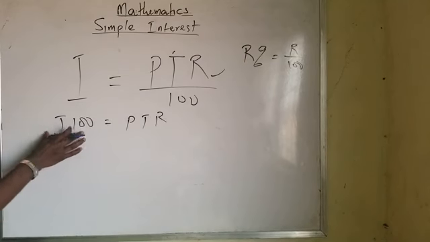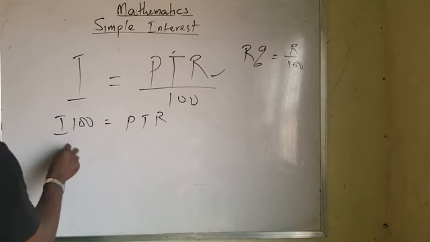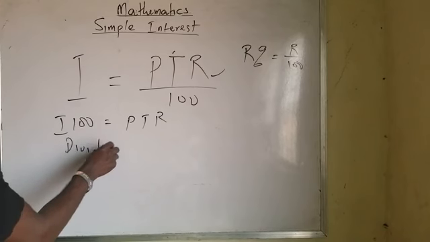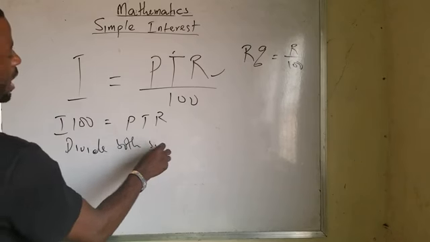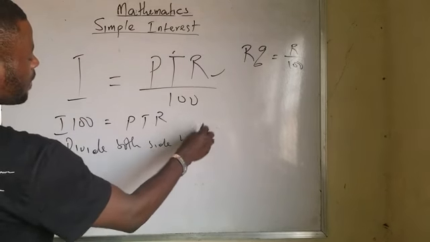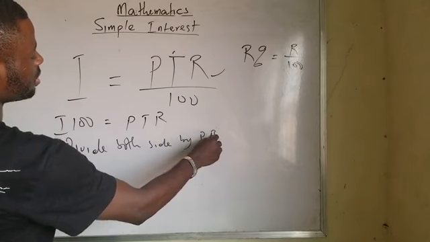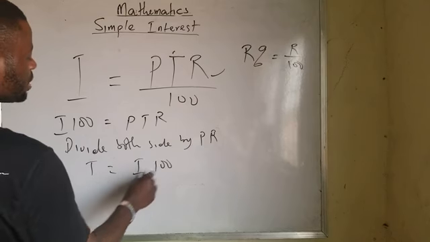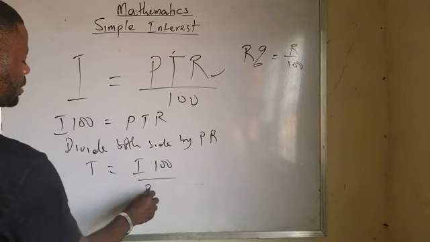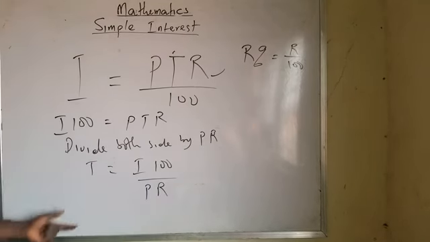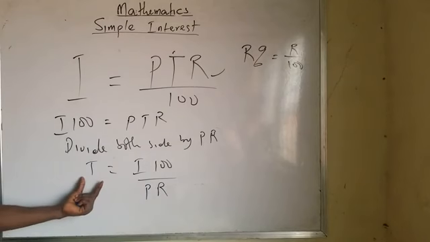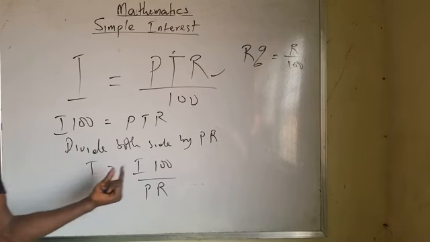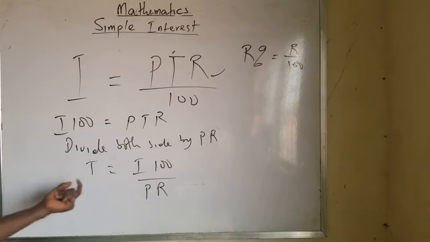Now, 100 times interest is the principal times time times rate. With this, I can divide both sides by principal times rate. It means my time will be equal to 100 times interest all over principal times rate. At this point, I've successfully generated my time.